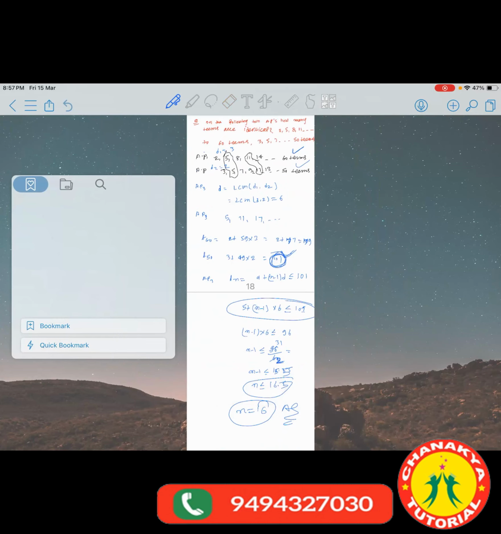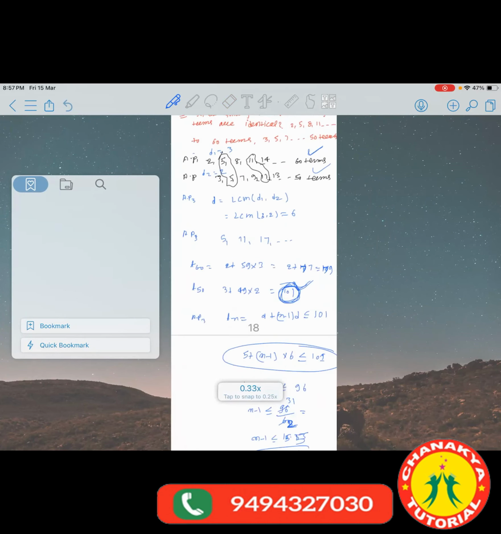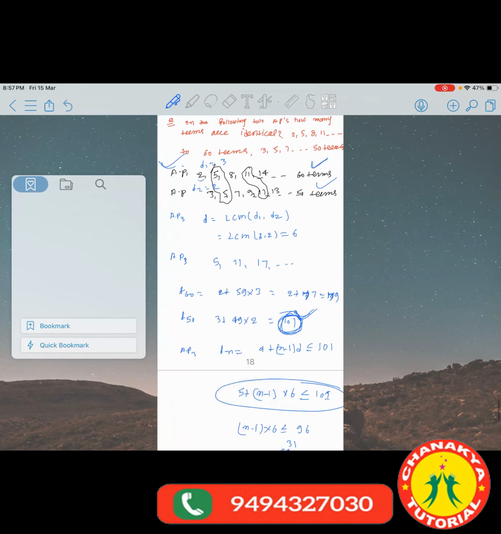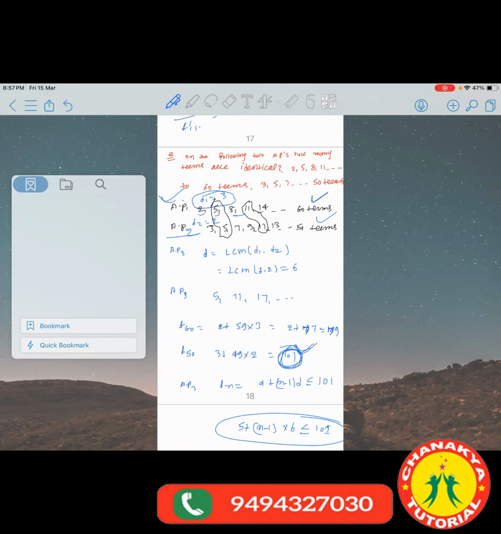This is the most common question in AP. First of all, in AP1, the first term is 2, 5, 8, which means the common difference is 3. In AP2, the common difference is 2. So the common terms in both APs have a common difference equal to the LCM of D1 and D2, which is 6, and the first common term is 5.